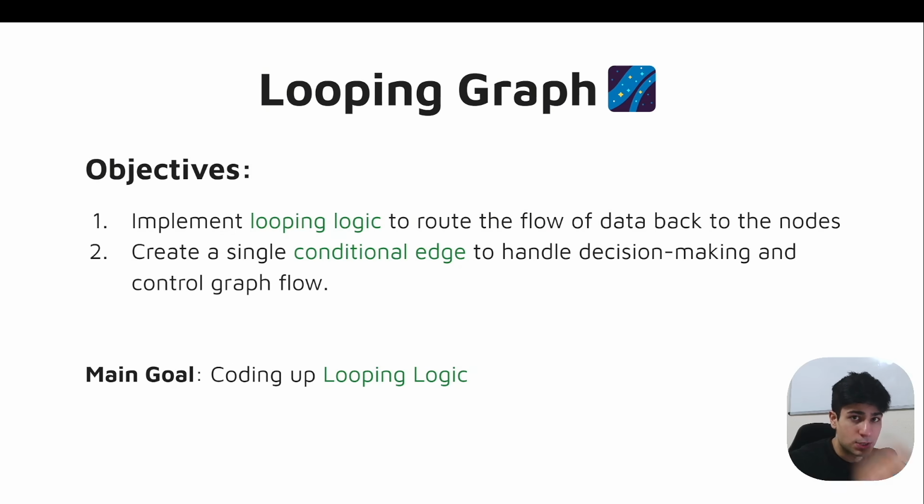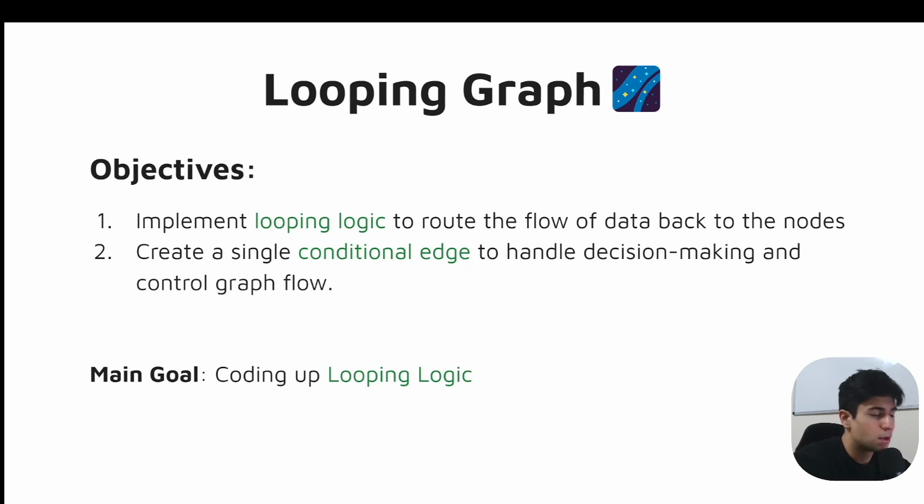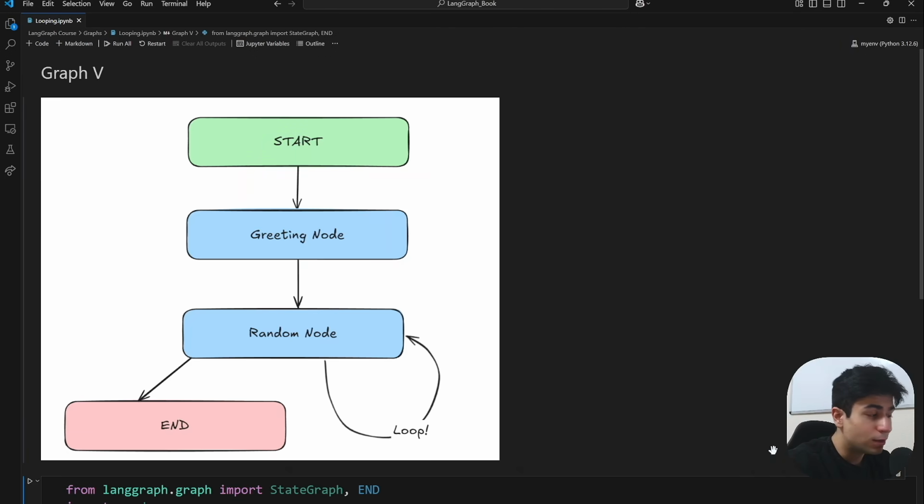Alright, but back to this now. Final graph, I promise. The main goal really is to code up the looping logic. So, with that out of the way, let's build a final code for this section. See there. Awesome, so final code we have to build for this section. And here we go, so graph 5's code.